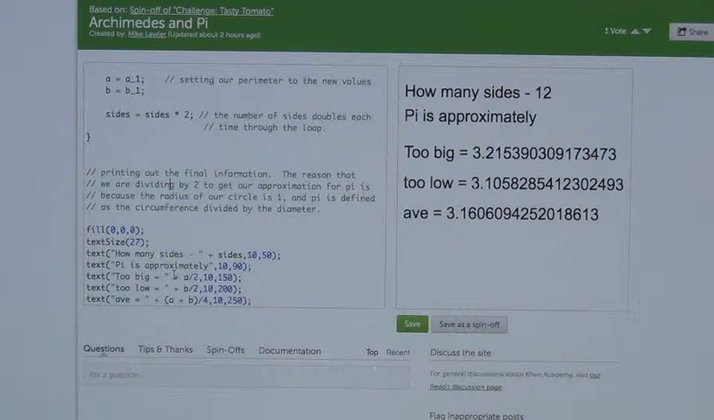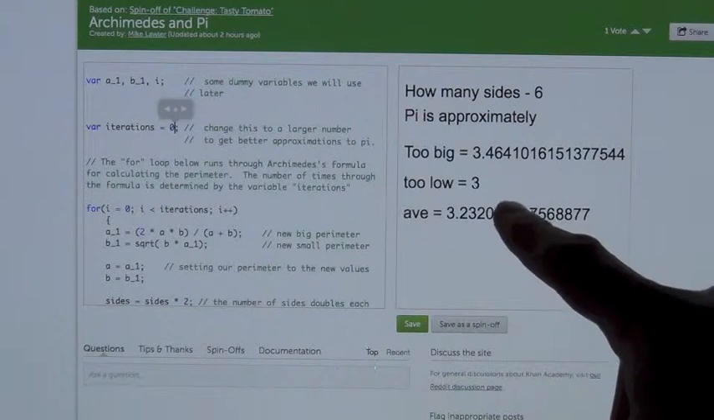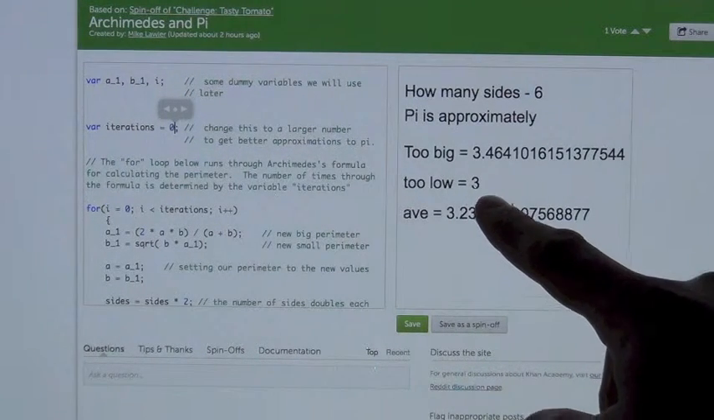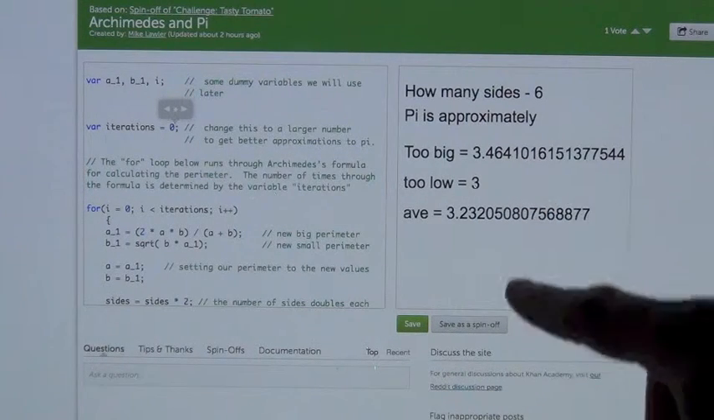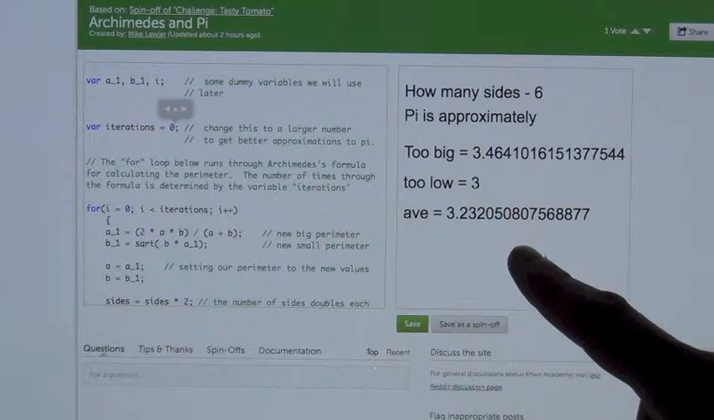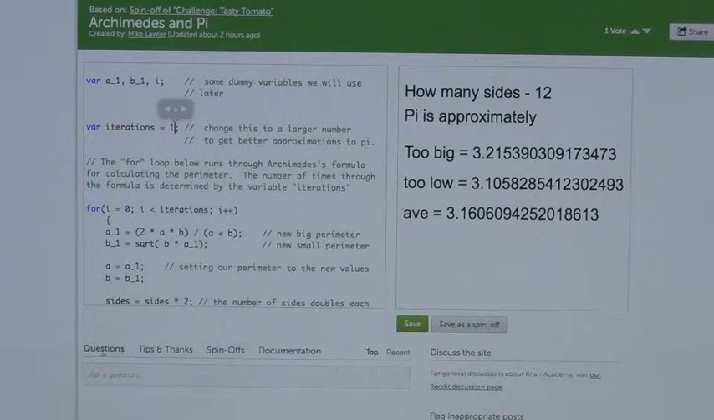All right, so let's see. With no iterations, we're just going to have 6 sides, and we find pi is, the low approximation was 3. The big one is about 3.46. And I take the average of them. So what's right in the middle? Pi is about 3.23. If I go through one time, I get pi is about 3.16. And we do it just like that. Probably took Archimedes like half an hour.